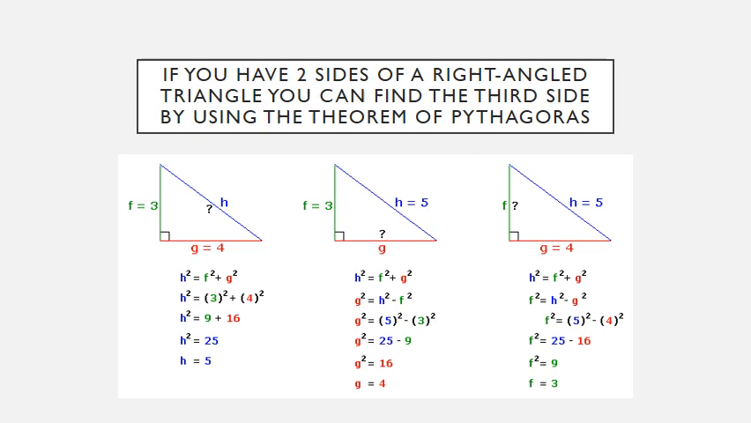Then, please remember, if you look at the middle triangle, the middle column, you will have 3 squared plus question mark squared giving you 5 squared. So another way of working it backwards is to take the hypotenuse, the blue line, and say 5 squared minus 3 squared will give you g squared, or the question mark squared. Okay, same with the last one.